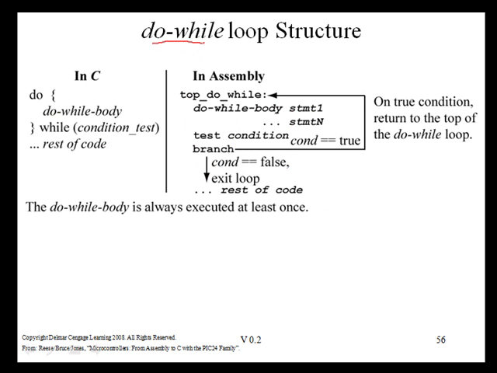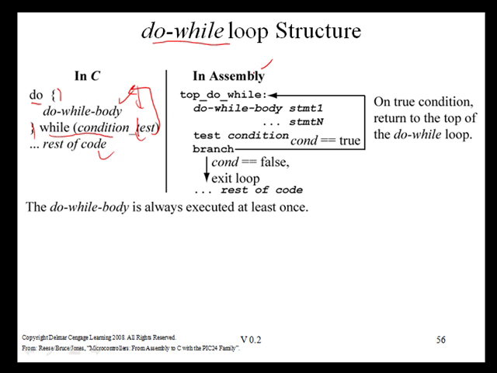Another type of loop is the do while loop structure. It's written like this. We'll have the keyword do followed by an open bracket, the body of the do while loop, close bracket followed by the condition. If this condition is true, then we'll go back up to the top and execute this loop again. If this condition is false, then we'll fall through here and execute the rest of the code.